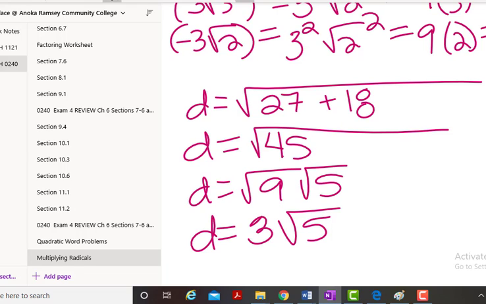To get this as its approximation, the decimal approximation to the thousandths place, you'd need to use your calculator.